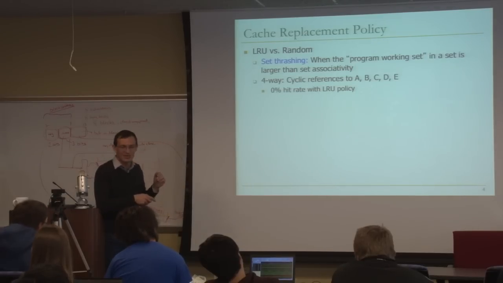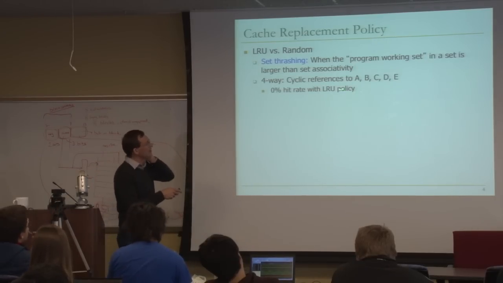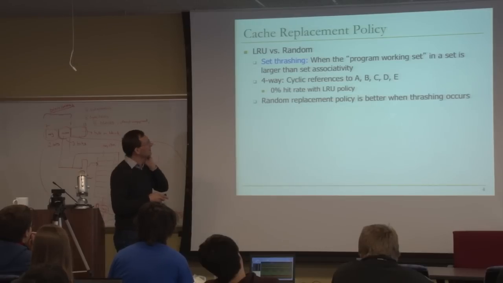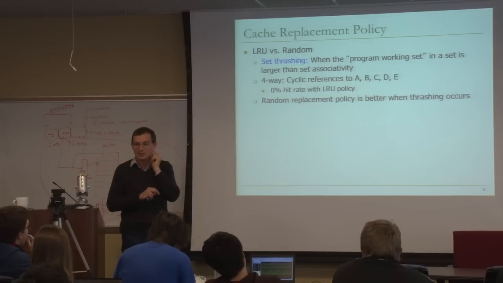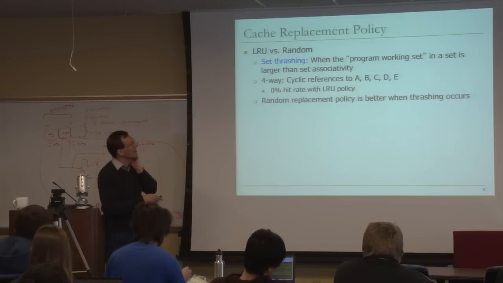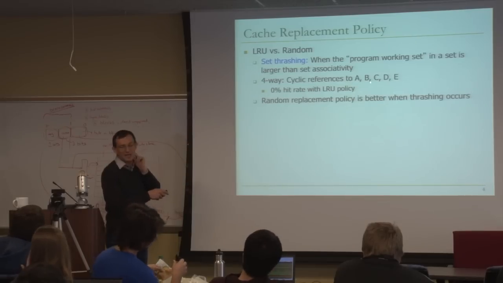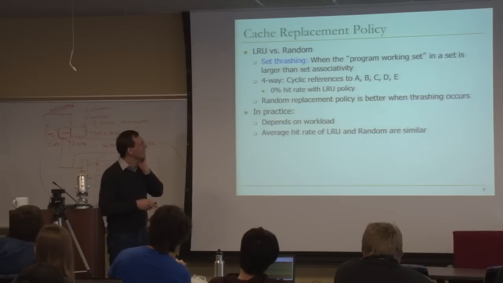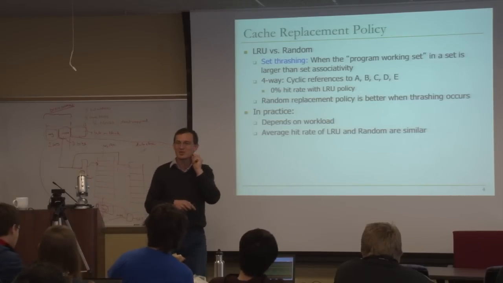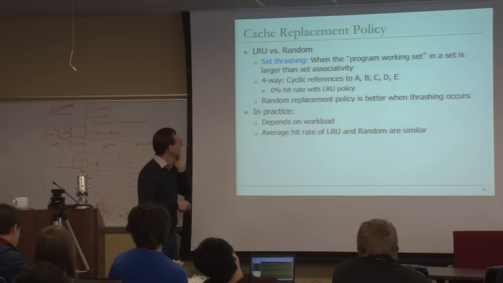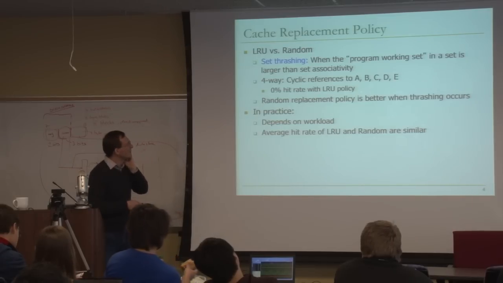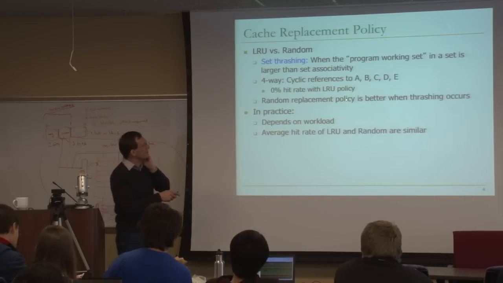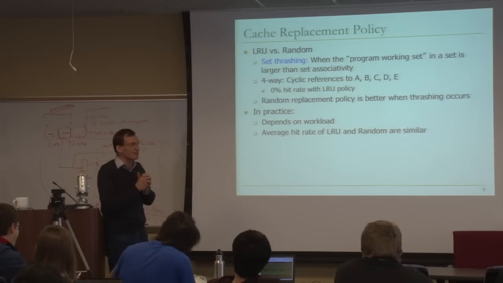So if this is happening, well, I guess I have the example over here. If this is happening with the LRU policy, you'll get 0% hit rate. But random replacement policy is better when such cases occur, when thrashing occurs. And I'll let you figure out the hit rate if you actually randomly replace something. That's fun. I mentioned that this could be an exam question or a homework question. Well, it's not in your homework, so it could be an exam question, right?